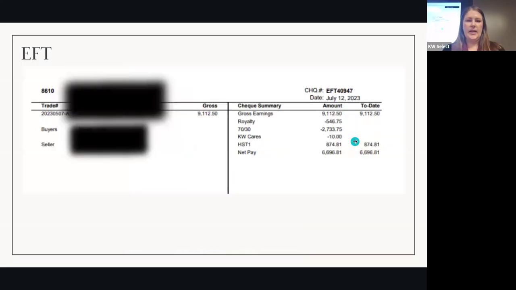I zoomed in on the next page to show you the breakdowns. Everybody's is going to be different. Everyone has different things held off their commissions, different percentages, things like that. So the top number to focus on is your gross earnings, in other words what we call your GCI, your gross commission income. On this transaction, the gross commission income was $9,112.50.